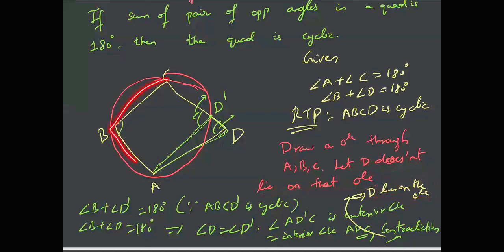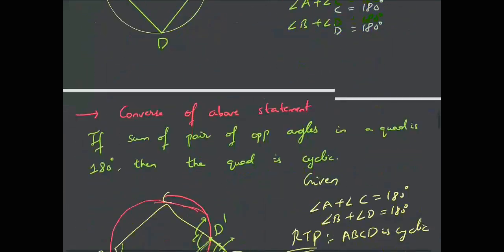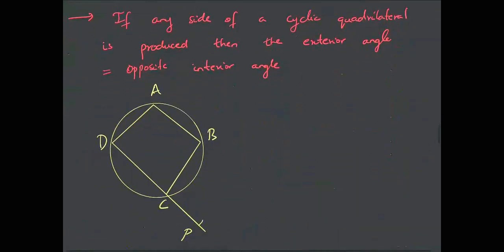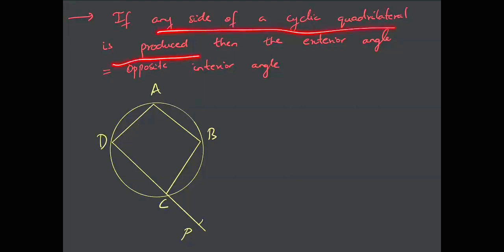It means that ABCD is a cyclic quadrilateral. So if you draw a circle through 3 points, this will definitely pass through the fourth point D. So if in any quadrilateral the sum of a pair of opposite angles is 180, then that quadrilateral is a cyclic quadrilateral. So if any side of a cyclic quadrilateral is produced, then the exterior angle is equal to the opposite interior angle. So this is pretty straightforward.